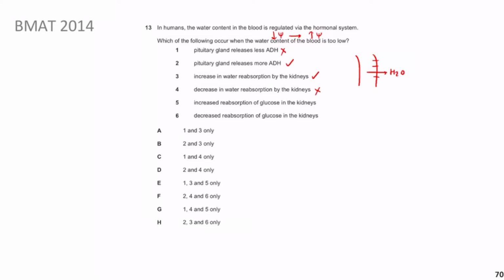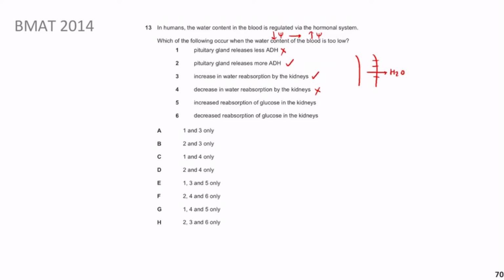That one's false. And then it says increase the absorption of glucose in the kidney, and decrease the absorption of glucose. Remember, ADH has nothing to do with glucose reabsorption. In fact, glucose reabsorption is always quite close to 100%, unless you have diabetes. In the case of diabetes, you don't have to know this, but essentially you filter out all your glucose. But you have a high blood sugar level, so you're going to filter out a load of glucose.